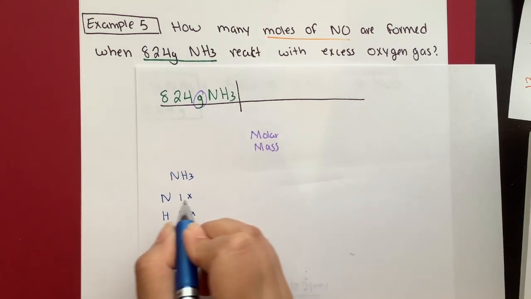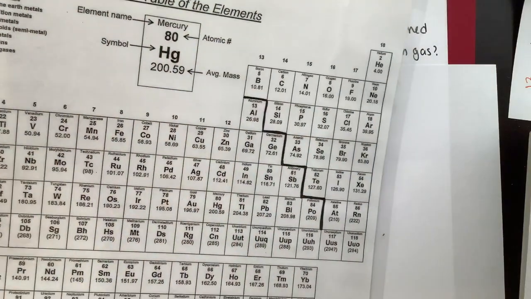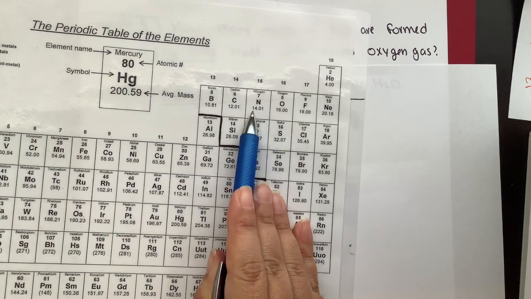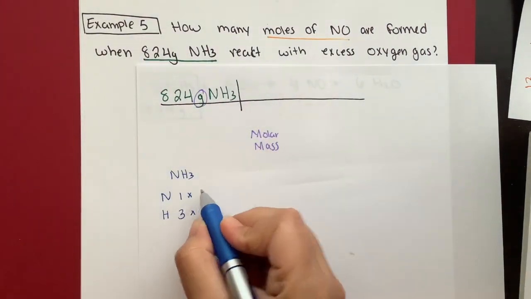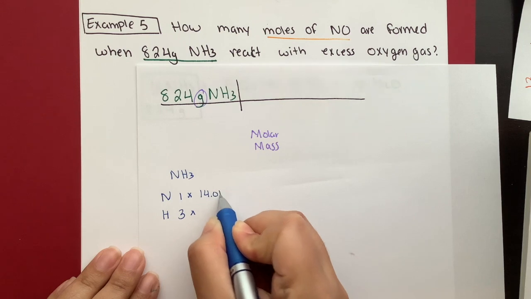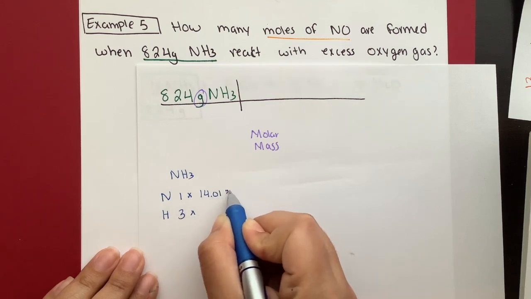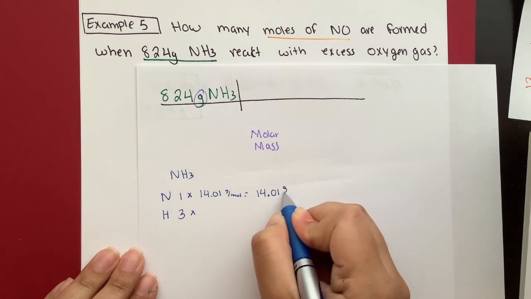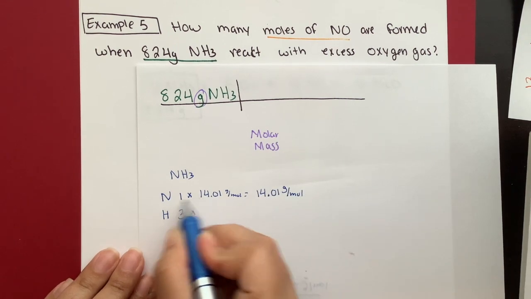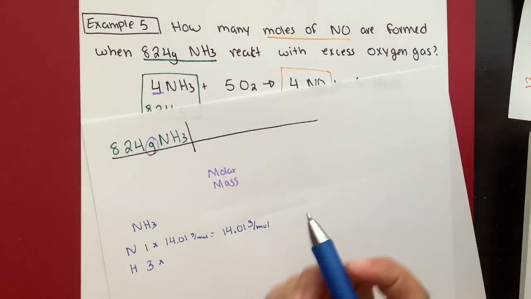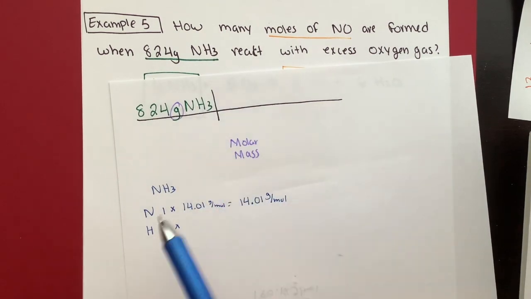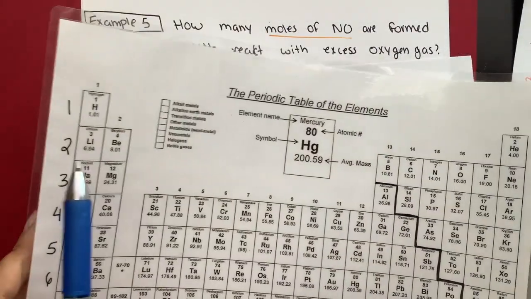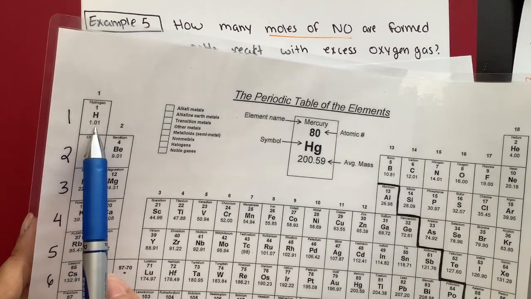I'm going to multiply them times their mass according to the periodic table. So I have nitrogen. Nitrogen has a mass of 14.01. So 1 times 14.01 equals 14.01 grams per mole. I did not have to do this step, but I'm just doing it to be consistent. NH3 has 3 hydrogen. So I'm going to look at the periodic table. Hydrogen has a mass of 1.01.